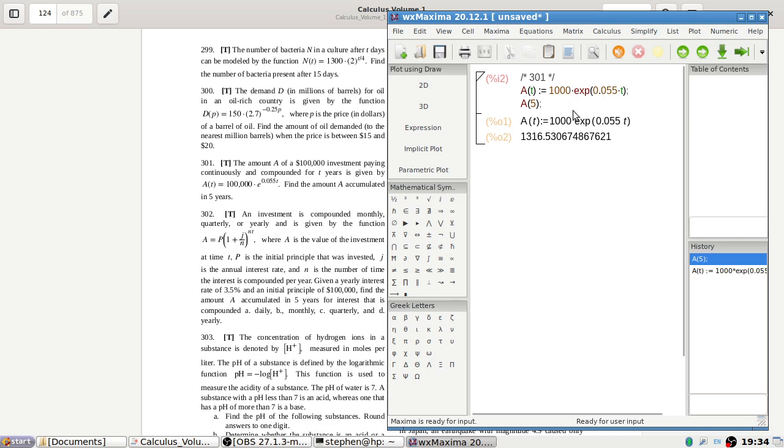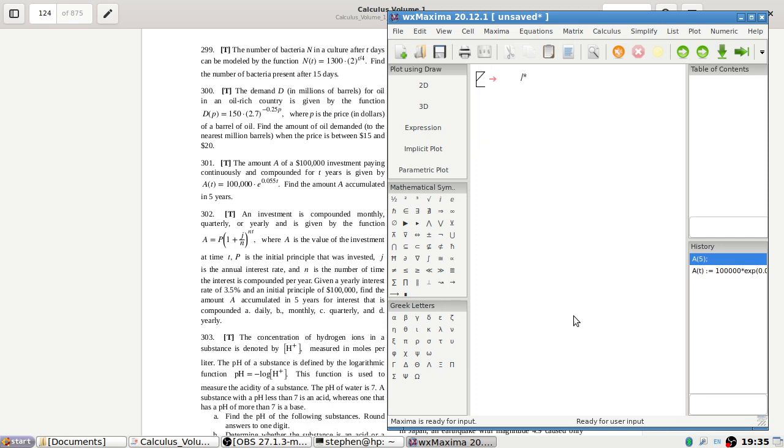Oh, the extra zeros in type. Okay. Now, let's see. Is that right? 301. Approximately 131,653. I have too many zeros, don't I? Oh, no. Okay, yep, there we go. That's right. Okay.